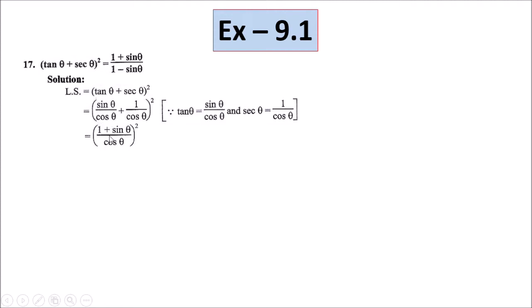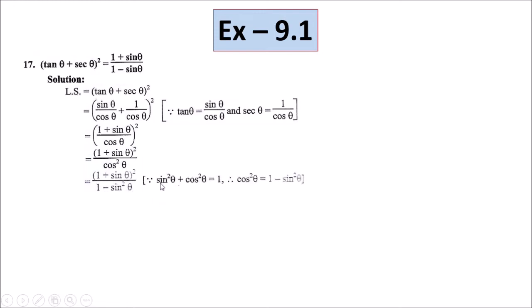So I just write here 1 plus sin theta by cos theta whole square. So I just separated the whole square with the numerator and denominator. So this is 1 plus sin theta whole square by cos square theta. Cos square theta, you can write 1 minus sin square theta. I just wrote it here, and numerator remains same.